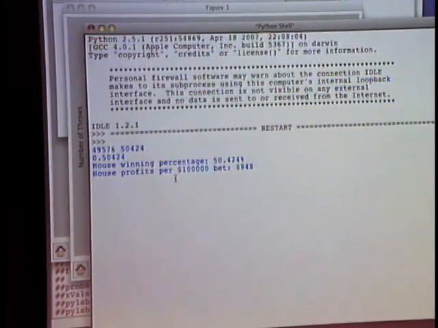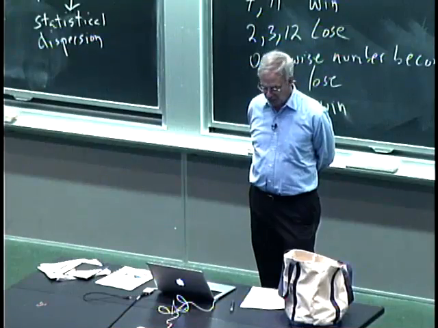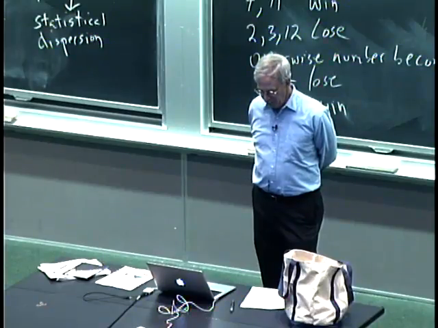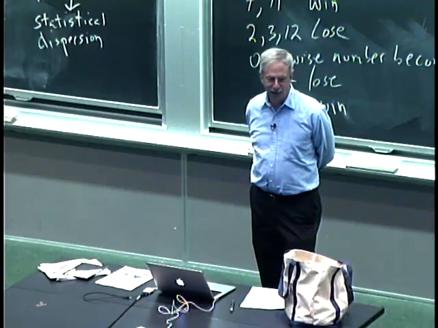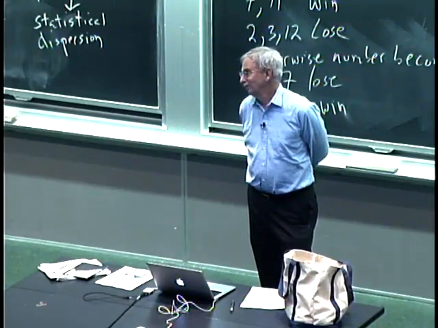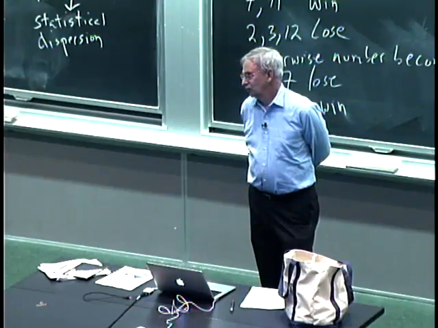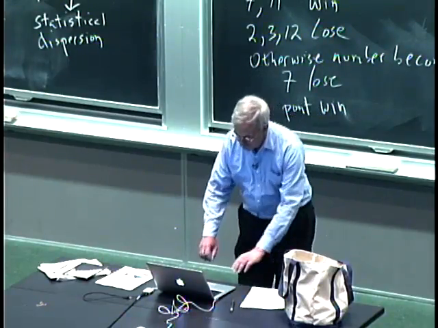So what we see is the house wins, in this case, 50.424% of the time. Not a lot. On the other hand, if people bet 100,000, the house wins 848. Now, 100,000 is actually a small number.